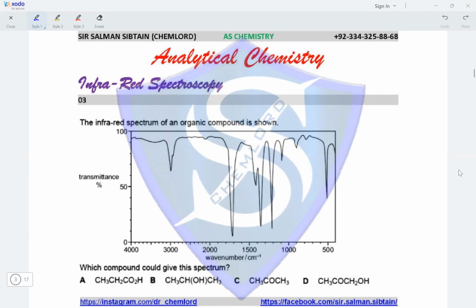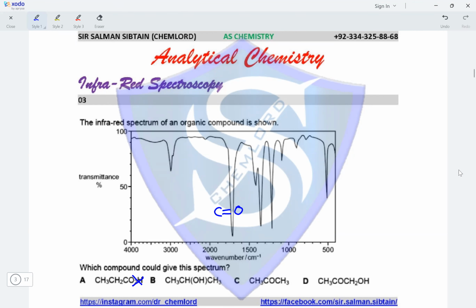Question 3. The infrared spectrum of an organic compound is shown. Which compound could give this spectrum? So the only identifiable peak in the given infrared spectrum is the one at 1700 wave numbers, which corresponds to a C double bond O group. So we have a C double bond O group present in option A, which is a carboxylic acid, but then there should have been a broad and sharp peak between 2600 to 3000 wave numbers. So that is missing, so it is not a carboxylic acid.